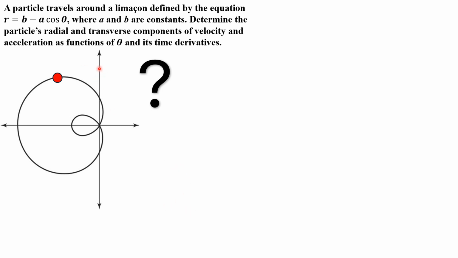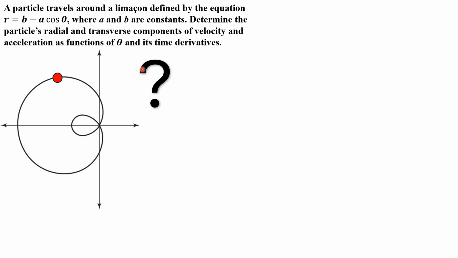Right, so here what do we have? We have a particle travel around a limaçon defined by the equation r equal b minus a cos theta. b and a are constants. Determine the particle's radial and transverse components of velocity and acceleration as function of theta and its time derivative.